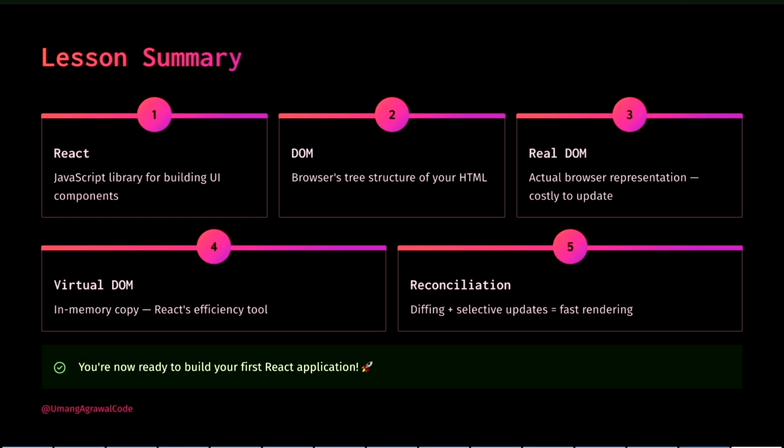So what we have learned in this video: React is a JavaScript library used to create UI. DOM is the tree-like structure of an HTML file. Real DOM is the real tree-like structure or actual browser representation. Virtual DOM is the copy of the real DOM saved in memory. Reconciliation, fast rendering, basically the selective update.